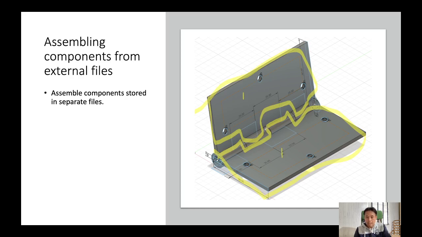To design this one, I'm going to use the assembly feature in Fusion 360. Let's say in Fusion 360 you have many components, and you want to design a model that assembles individual components. In this example, I will show you how we can assemble the components from separate files. Okay.